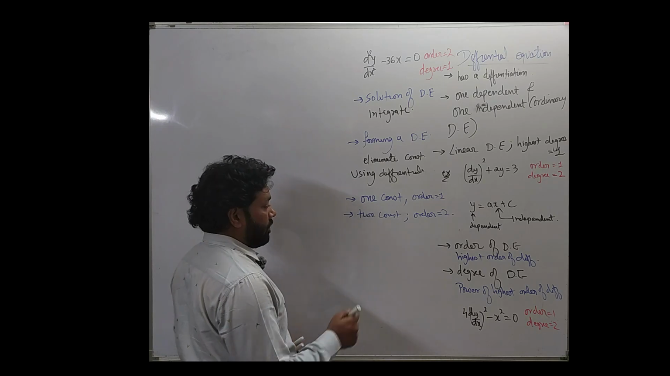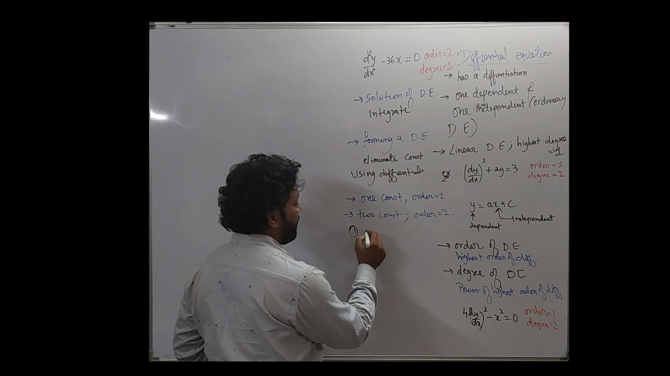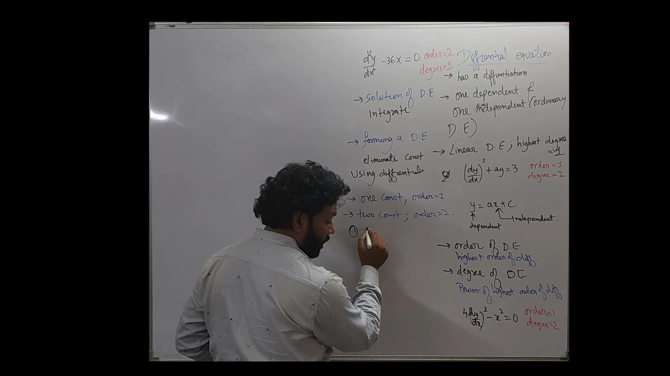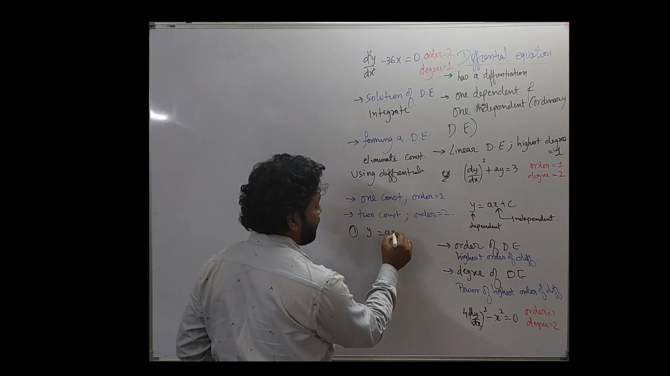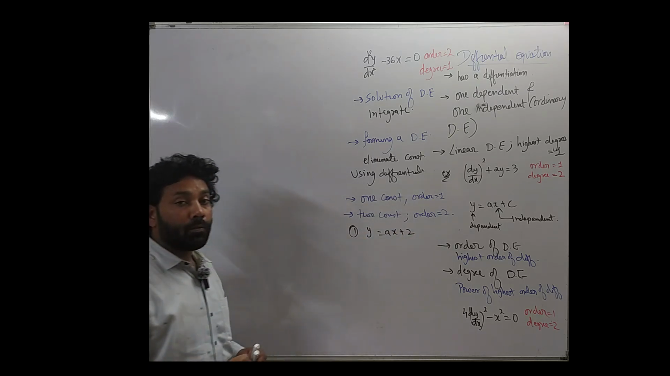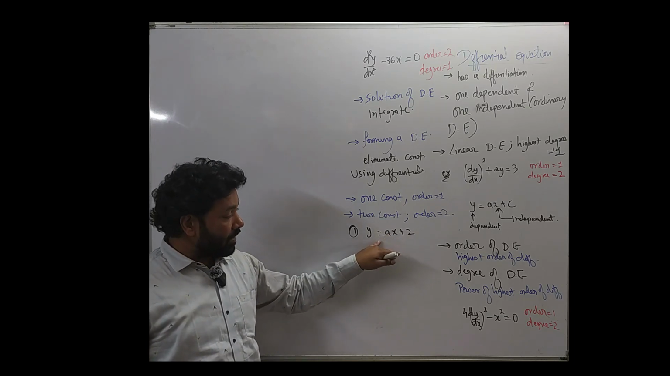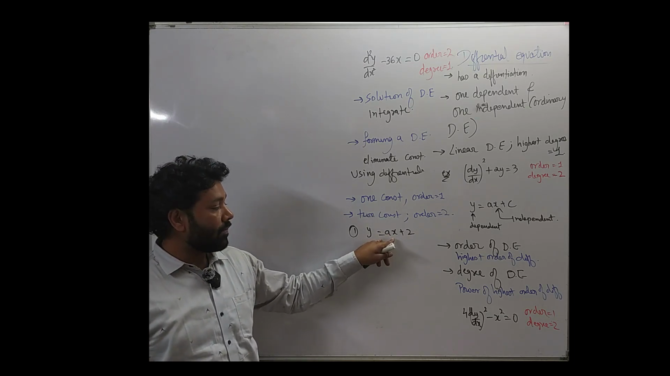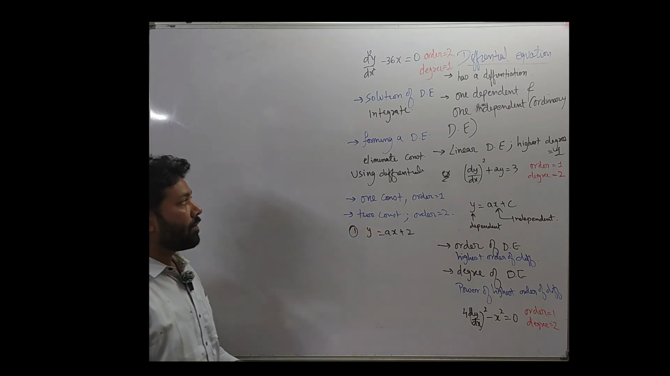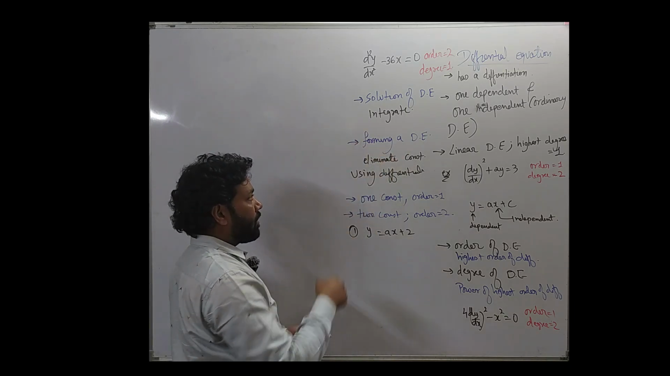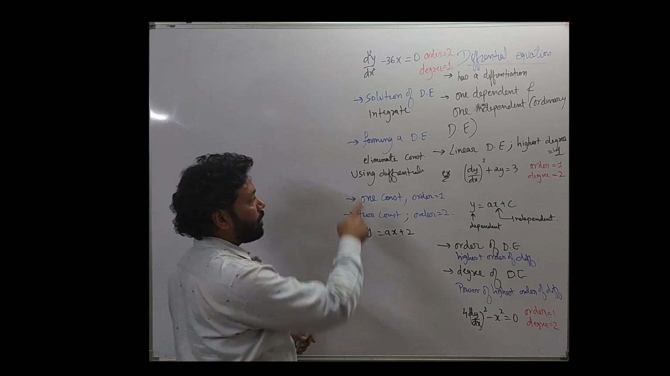So the first example which I take is y = ax + 2. This is some equation given to us, right? This is a linear equation, and we have to convert it into a differential equation. So how will you form a differential equation?